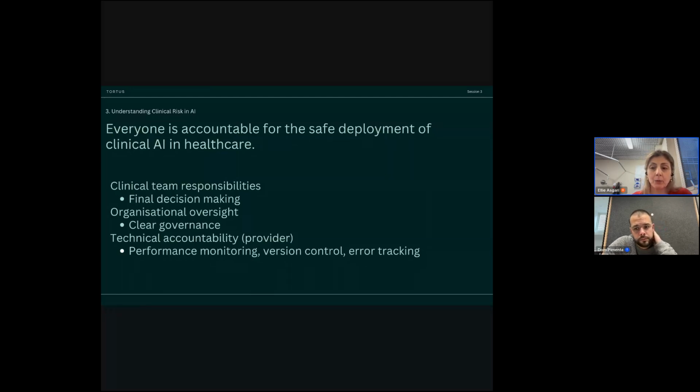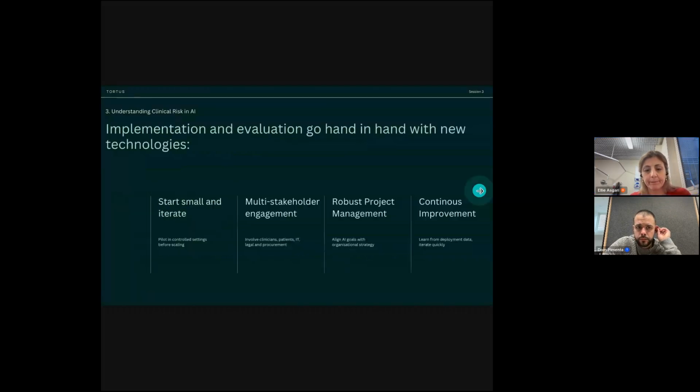So if you buy a tool from a company that says our accuracy rate is 90%, and then something happens with the model that they're using, and the next thing you know they're 50% accurate, they are responsible as a provider to give you a device that is good. So different people are accountable at various stages of the AI journey.